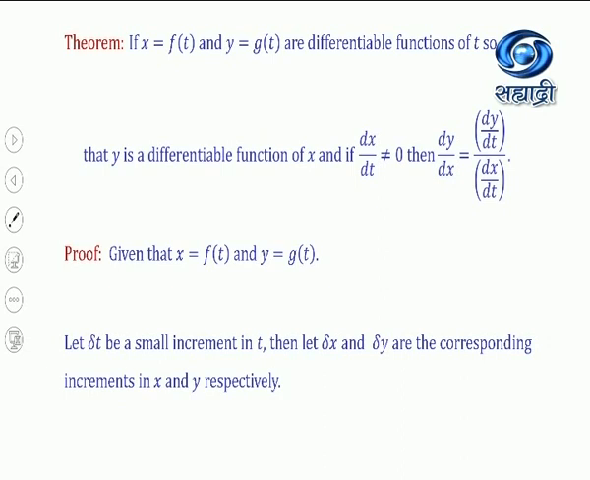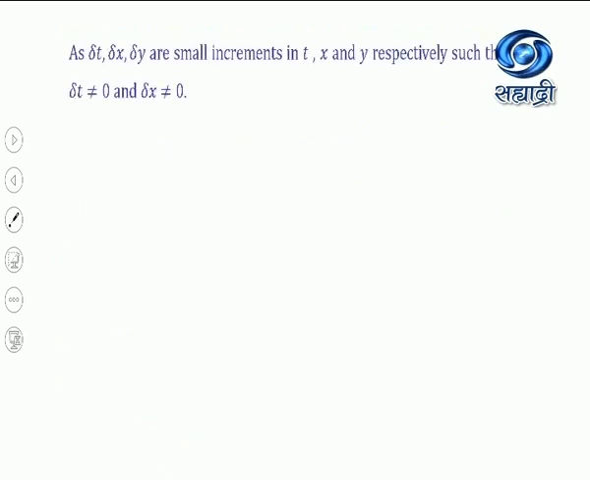Now, we write, let delta t be a small increment. You may say small change in t. Then let delta x and delta y be the corresponding increments. You may say the corresponding changes in x and y respectively. Therefore, delta t, delta x, delta y are small increments in t, x and y respectively, such that delta t is not equal to 0 and delta x not equal to 0.